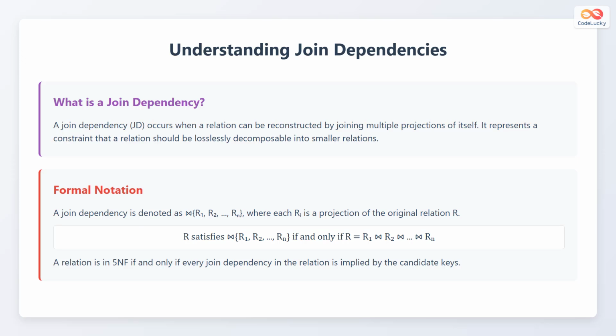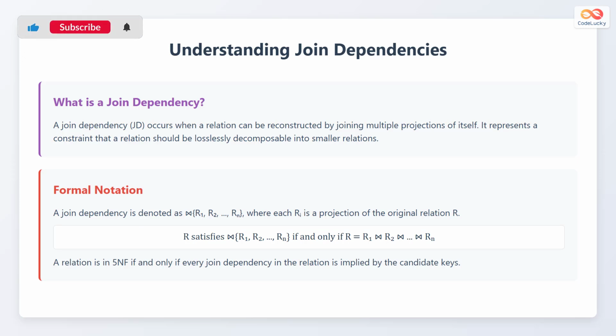Now let's understand join dependencies. A join dependency occurs when a relation can be reconstructed by joining multiple projections of itself. It represents a constraint that a relation should be losslessly decomposable into smaller relations.